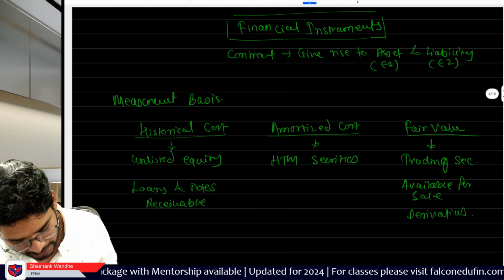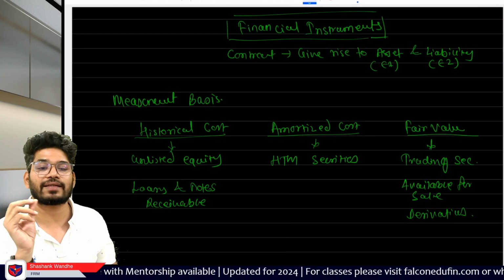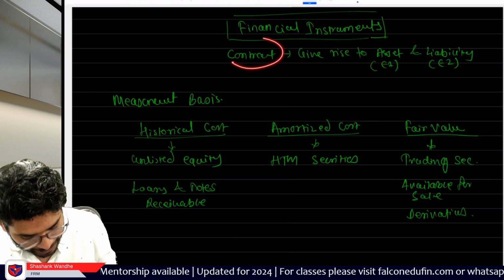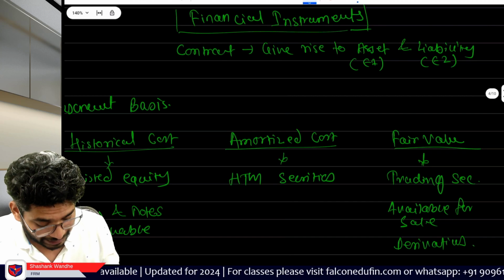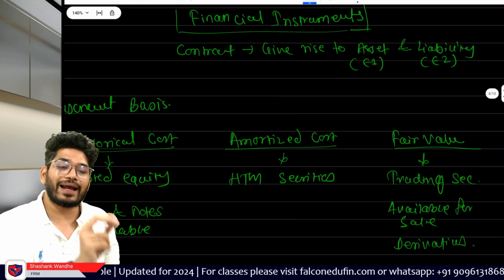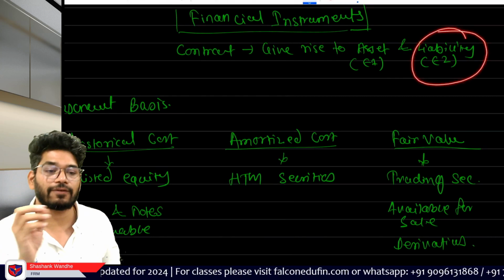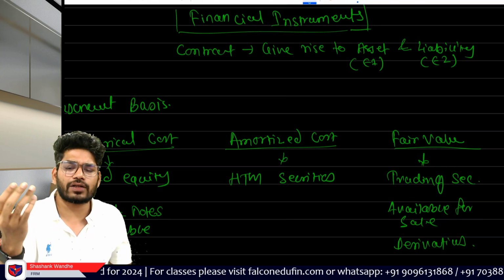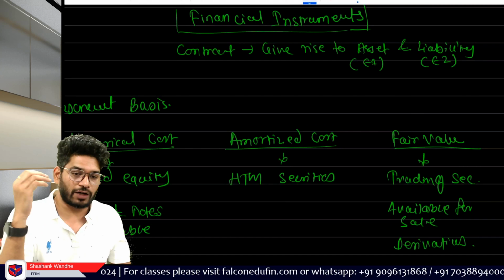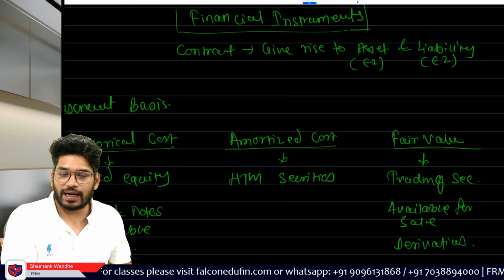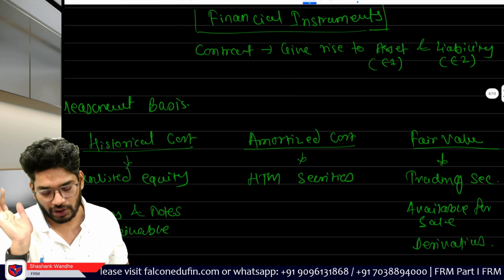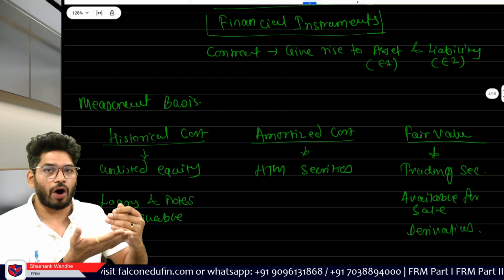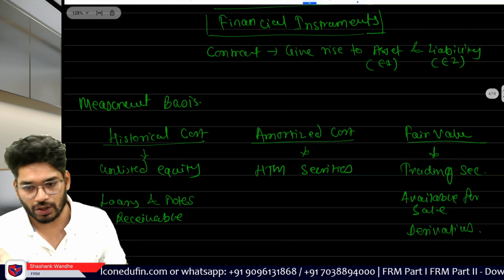So let's start with the basic understanding of financial instruments. A financial instrument is a contract which gives rise to an asset for one entity and a liability for another entity. A derivative contract is a good example of a financial instrument, where there is an asset for one entity and a liability for another entity. You can also take the example of bonds and other securities.